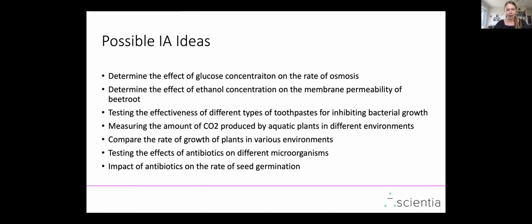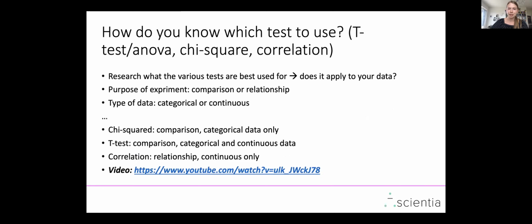There are a lot also online, but these are just some possible ones that I've seen done or that I found as well. So the questions, these are the ones that have been previously sent to me that people had. So first of all, how do you know which test to use? For example, t-test, ANOVA, chi-square, correlation, those types of tests.